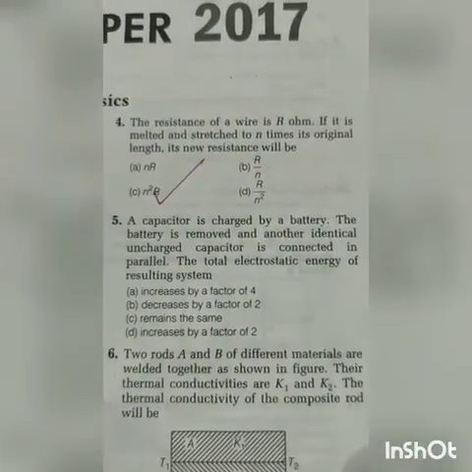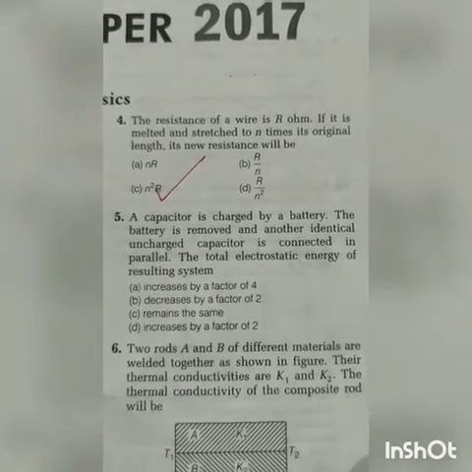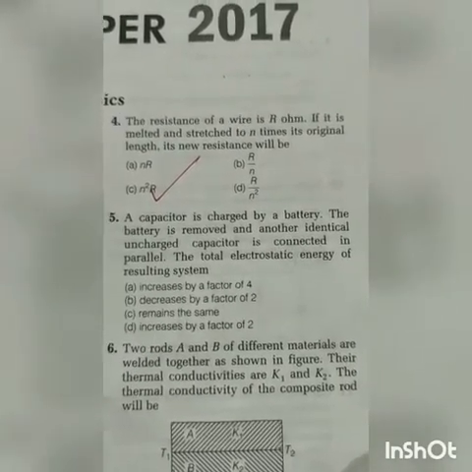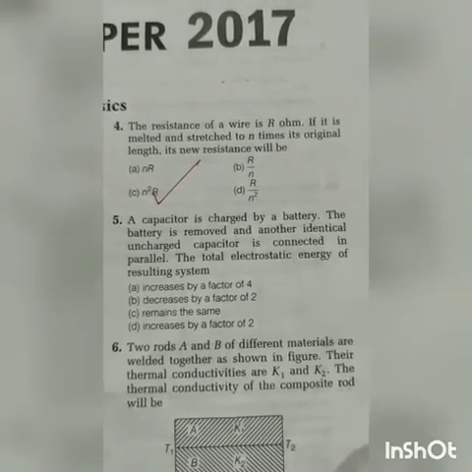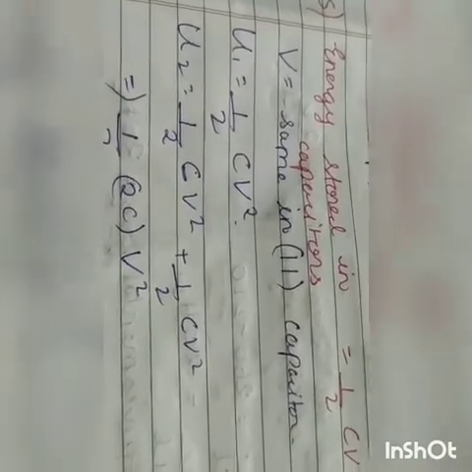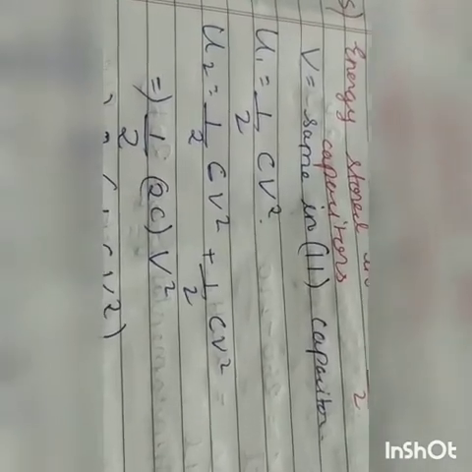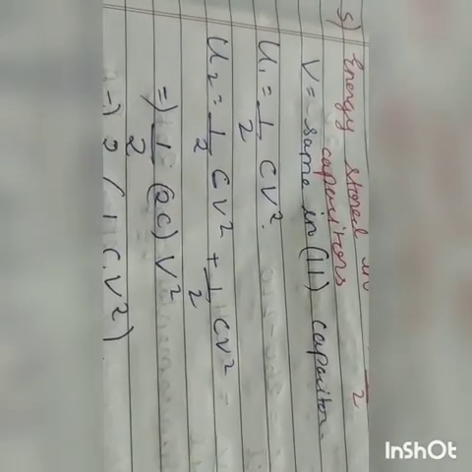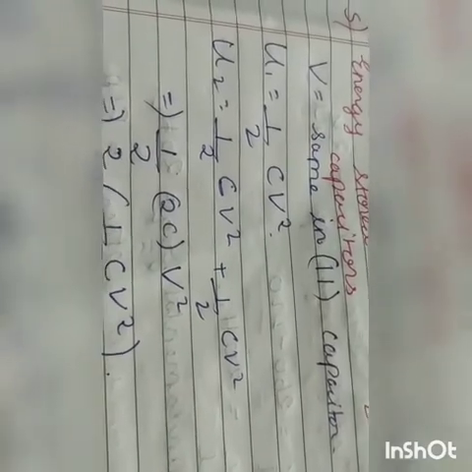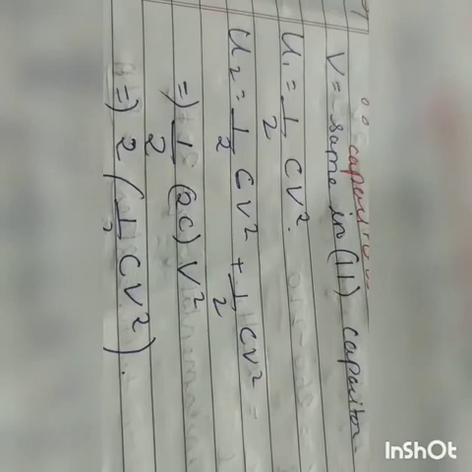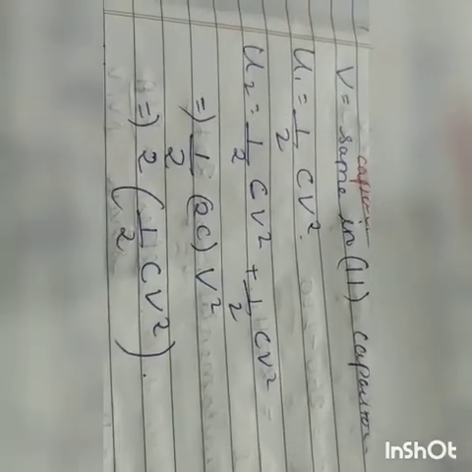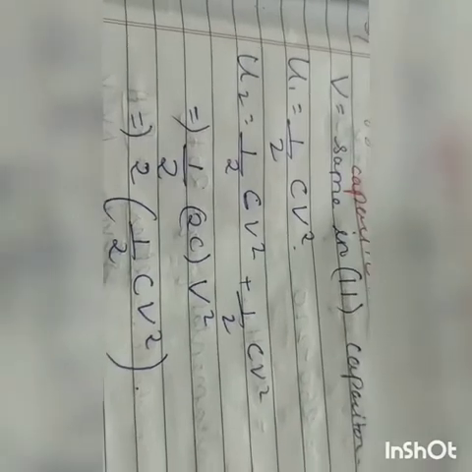Now question number 5. A capacitor is charged by a battery. The battery is removed and another identical uncharged capacitor is connected in parallel. The total electrostatic energy of resultant system is. So here energy stored in a capacitor is half CV square. And we know that in parallel arrangement of capacitors, voltage is same. So for first capacitor, U1 is equal to half CV square, and U2 is equal to half CV square plus half CV square, as when the battery was removed there were two capacitors, but before it was only one capacitor.